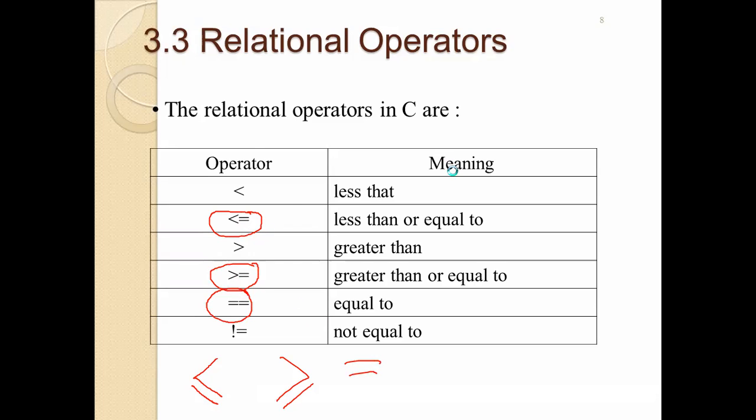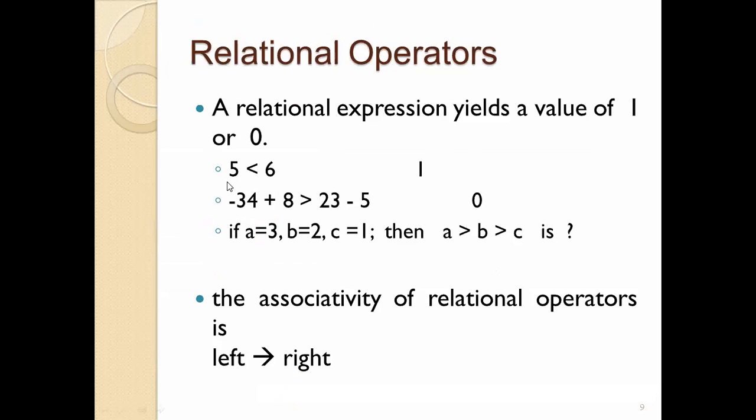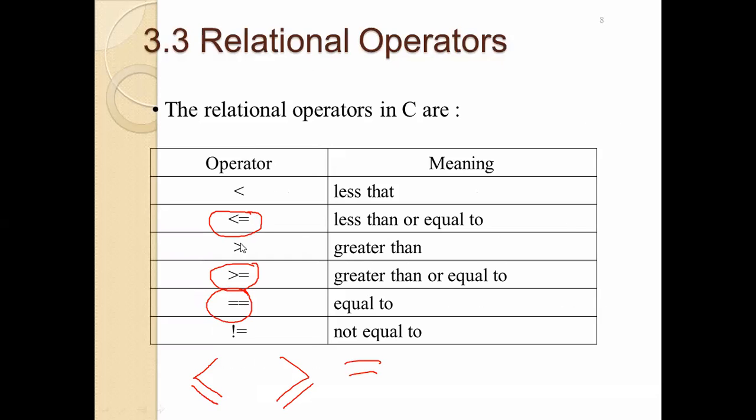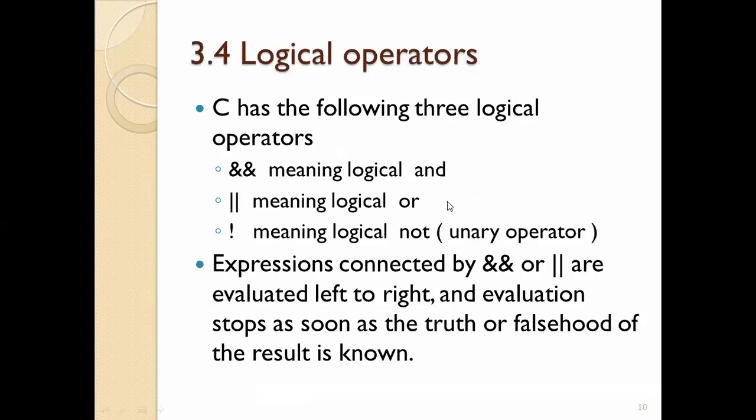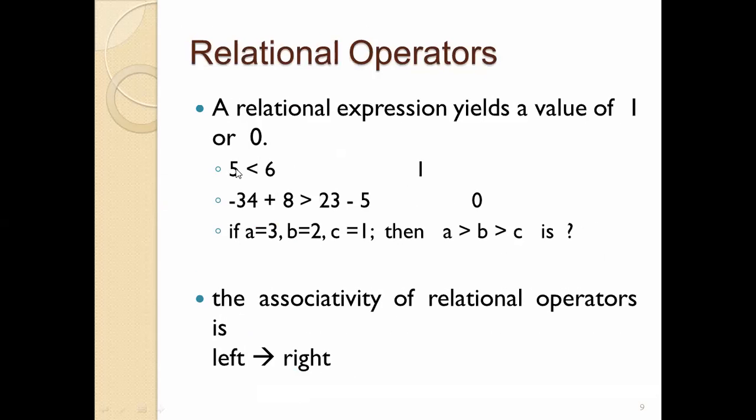So now suppose we are checking these relational operators. A relational expression yields a value of 1 or 0. So whichever operators we use here, what answer will these operators give us? Either it will give 1 or it will give us 0. So if I write 5 less than 6, 5 is less than 6, if the result is true you will get 1 as an answer, or you can say true as an answer.